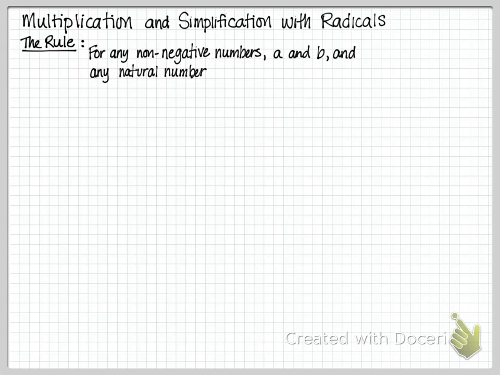And any natural number, and we go, whoa, I forgot what natural numbers are. Natural numbers are the counting numbers. Numbers like 1, 2, 3, 4, etc. Not fractions or anything. Just the whole numbers, but not counting with 0. So for any non-negative numbers, a and b, and any natural number that we are going to call the index, we have this root, the kth root of a, times the kth root of b equals the kth root of a times b. We just multiply the radicands.